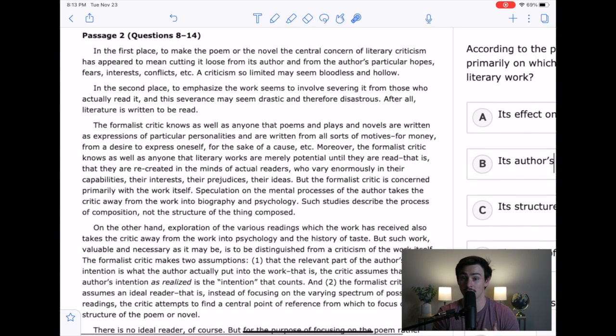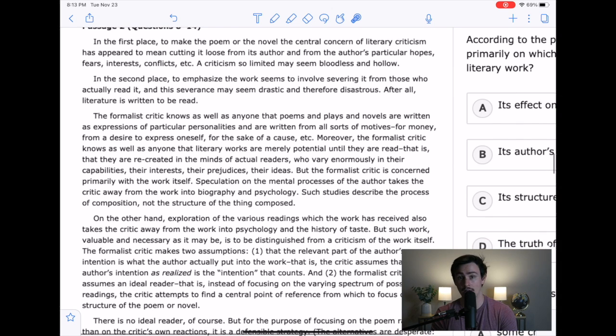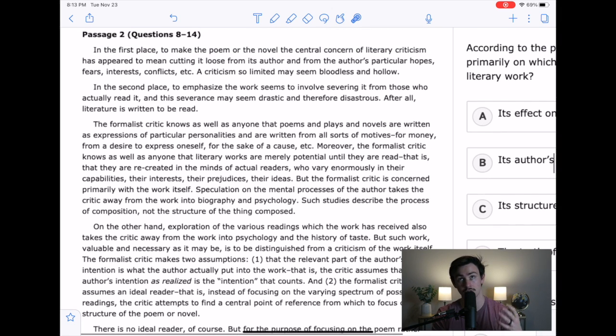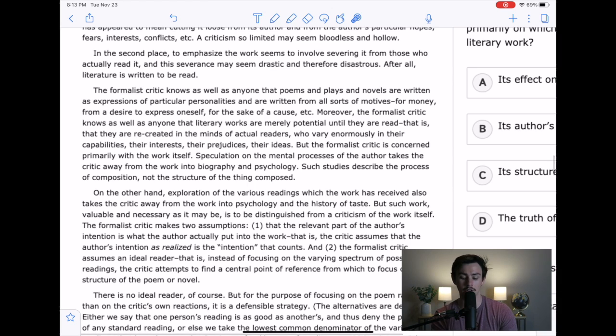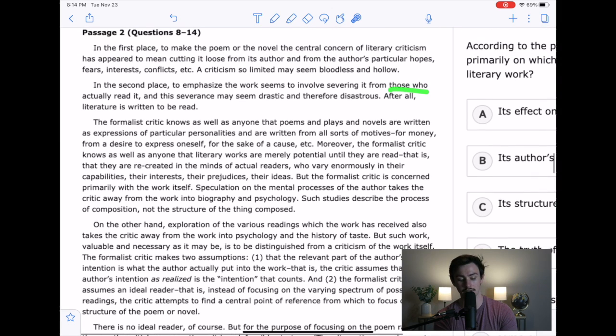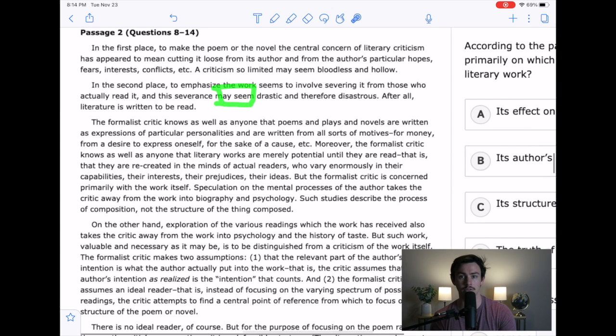A, that she's going to be pretty stern and a little bit sarcastic, and B, that she's really just out here for the work. She really just cares about the literature as a whole rather than the social factors encompassing it. "In the second place, to emphasize the work seems to involve separating it from those who actually read it." Okay, so now not only are we taking out the author, we're taking out the people that are reading it. "This severance may seem drastic and therefore disastrous."